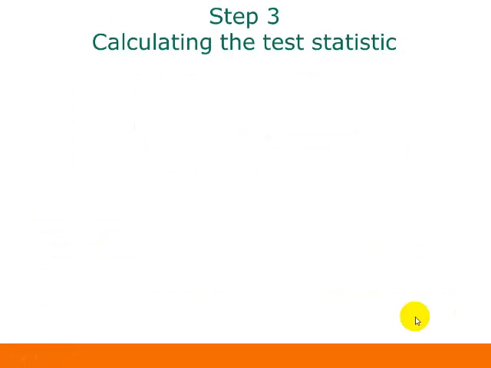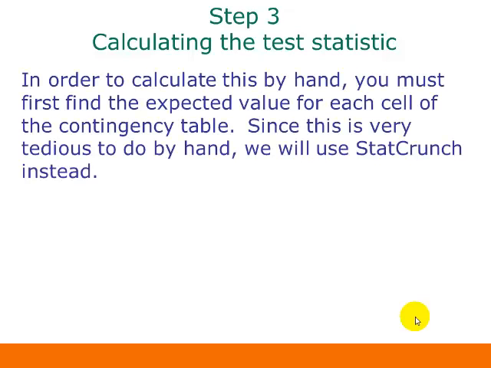Now we're going to look at the other 3 steps of our hypothesis tests. So calculating the test statistic. In order to calculate this by hand, you have to first find the expected value for each cell of the contingency table. And especially if the contingency table has a lot of rows and columns, this gets very tedious to do by hand. So we're going to look at using StatCrunch to do this.